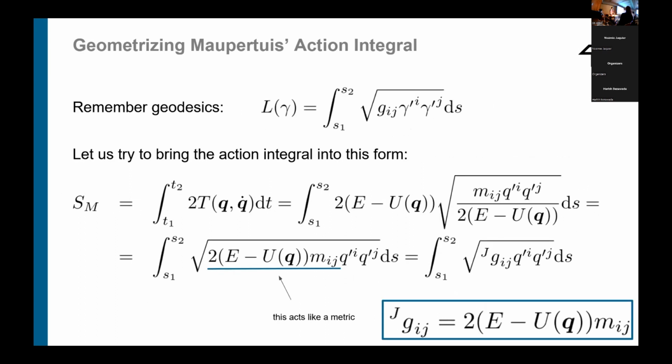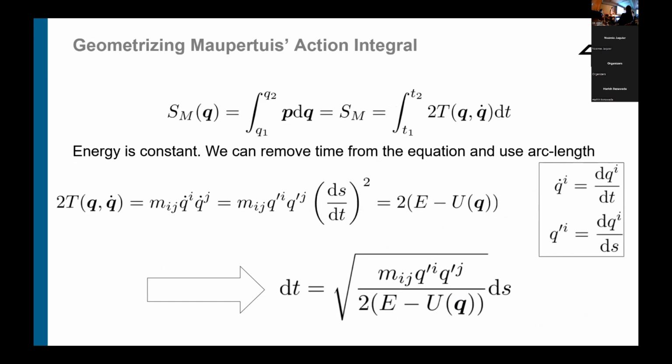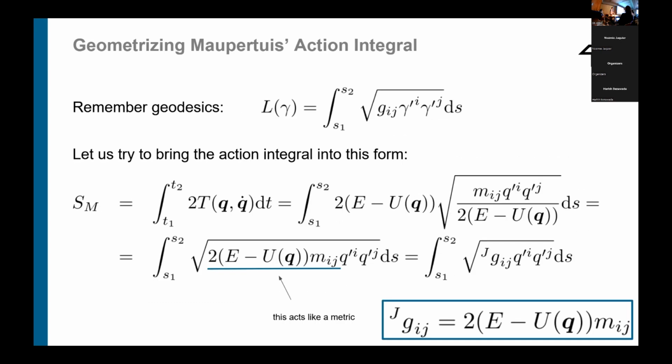Okay, so last equation slide. Just a hint again, geodesics look like this. And now I would like to rewrite this action integral such that it looks like this. So I again take this one here, which was the final step. I take the integral over 2 times the kinetic energy, and now I replace this dt by ds. So I replace physical time by arc length, and then I get this.